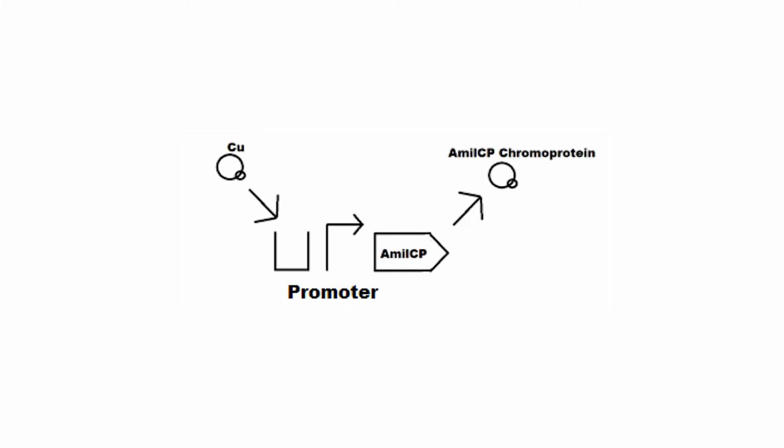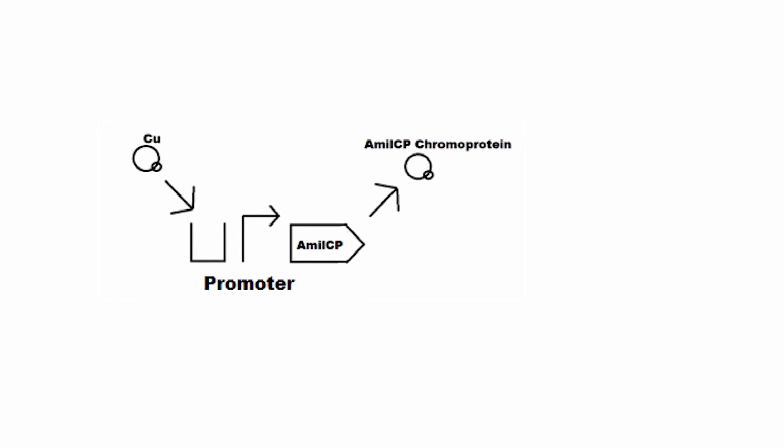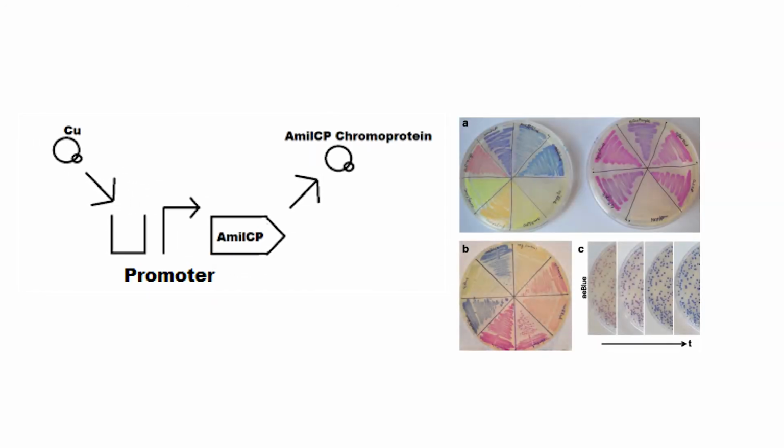So a copper molecule is going to activate a promoter, which leads to transcription of a gene that produces a chromoprotein output. A chromoprotein is something that exhibits a brilliant pigmented color. So, in essence, copper concentration will lead to a bright dyed protein being produced, and the higher the concentration of copper, the more dye will be produced.